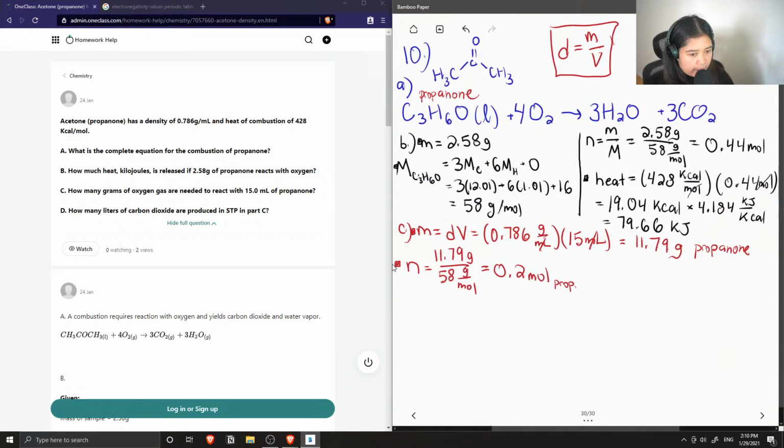So from here, we can use molar ratios to find the moles of oxygen gas that reacts with 0.2 moles of propanone. So by using our balanced equation that we found in the first question, we can multiply this by the molar ratio. So we know that 4 moles of oxygen is needed to react with 1 mole of propanone. So if we multiply 0.2 by 4, then we get around 0.8 moles of O2.